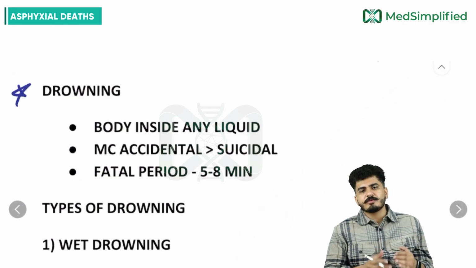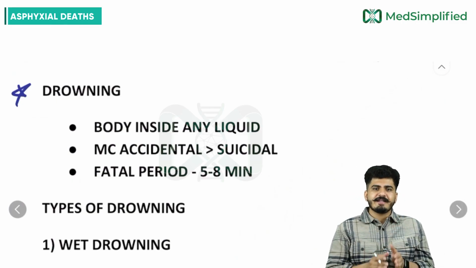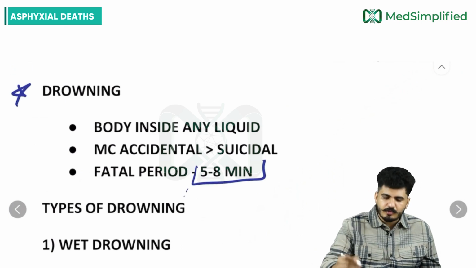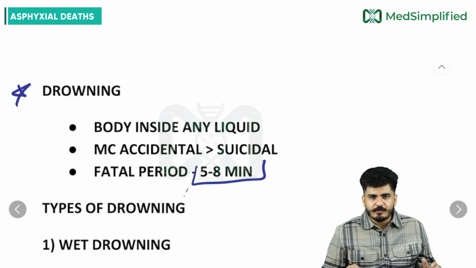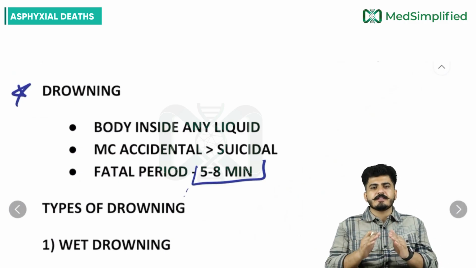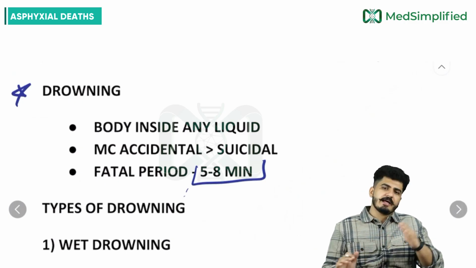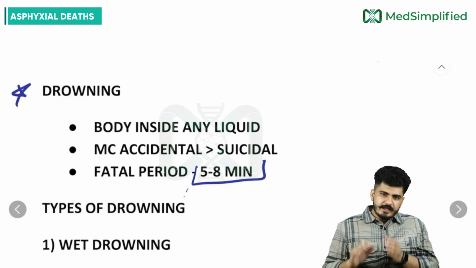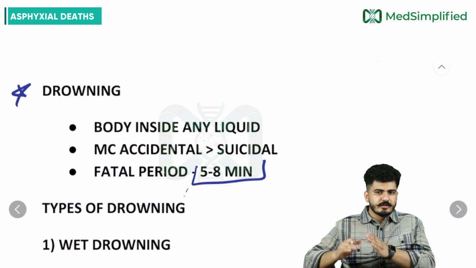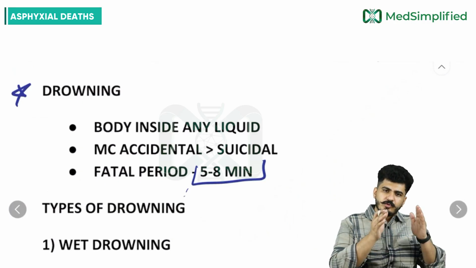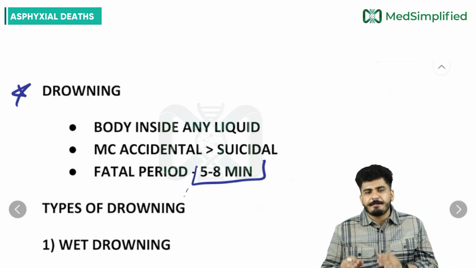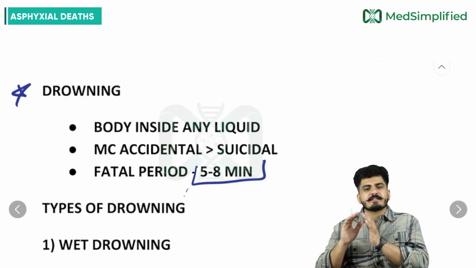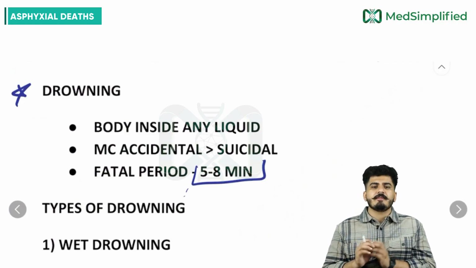Why is drowning most commonly accidental? Because the fatal period is longer, 5 to 8 minutes. The struggle is more, the pain is more. That is why drowning is mostly accidental as compared to suicidal. Fewer people choose water to die. More people use hanging to die, because in hanging the fatal period is shorter as compared to drowning, my dear friends.